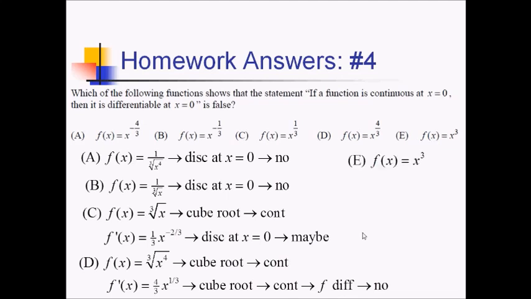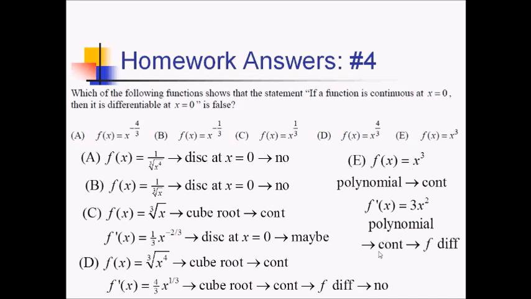So moving on to choice E, this is a polynomial which is known to be continuous. The derivative of that, 3x squared, is also a polynomial known to be continuous. So that means the original function is differentiable, which means this is also not a good one for proving continuous but not differentiable. So that means answer choice C then, by process of elimination, is the only one we can pick.